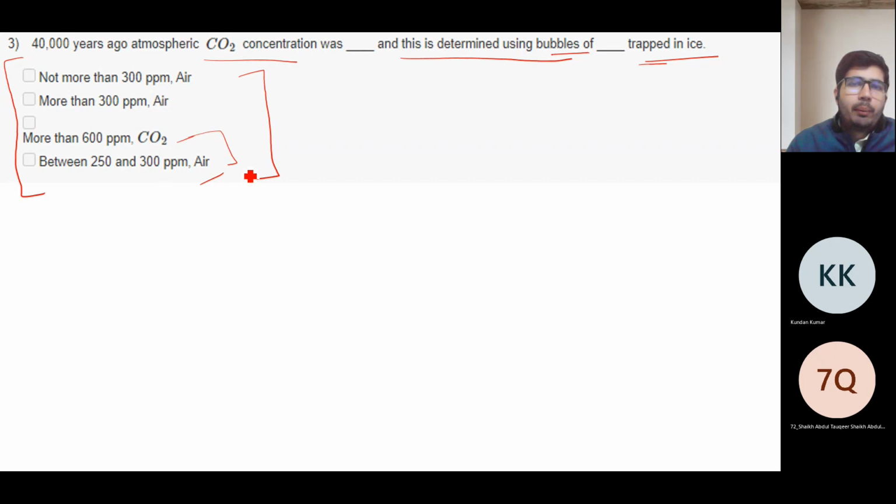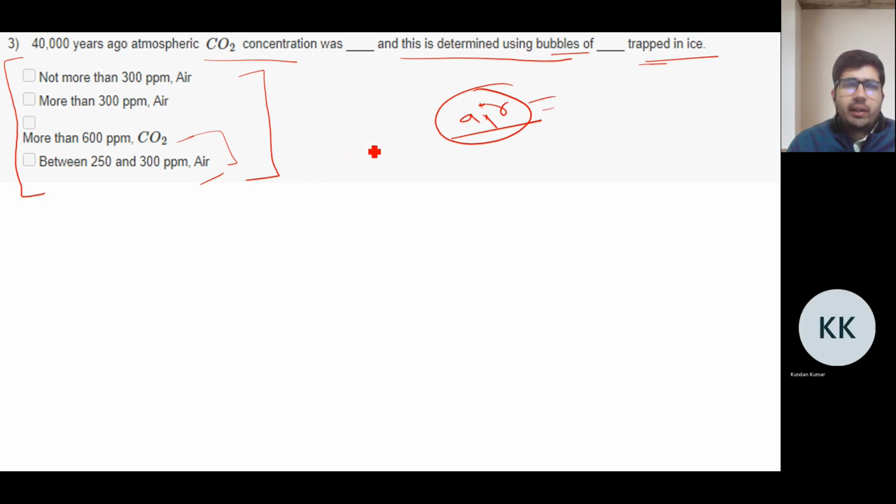Okay, so these are air bubbles. When the ice is formed, some air bubbles remain trapped in the ice. We can do carbon dating, or various different techniques are there, and from that we can find out the exact time span for that particular molecule. We can also measure the concentration. If the air molecule is trapped, we can find out the composition of the air and the time period of that particular molecule. In this way we can find out the CO2 concentration.